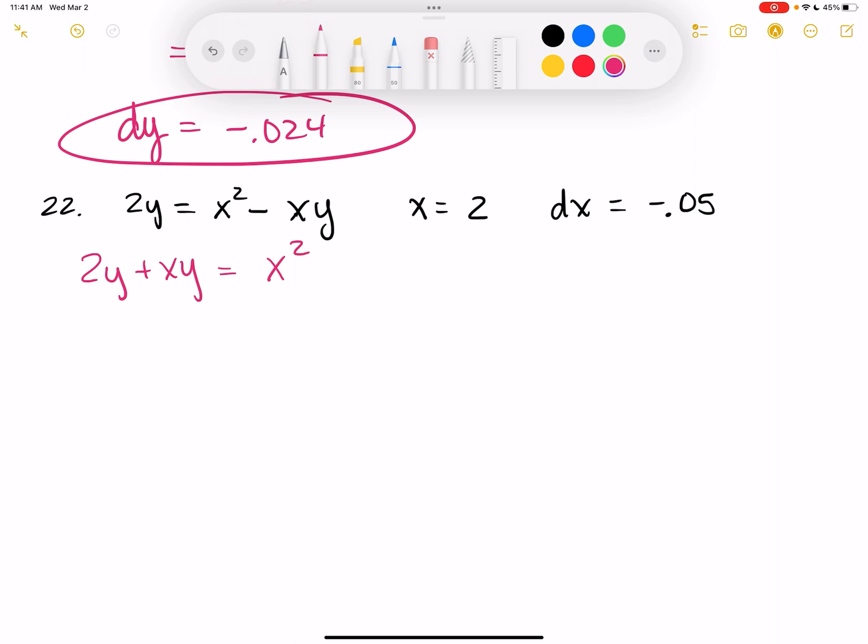So if I do this, then rather than taking an x out, I can take a y out of both pieces. And it's the same thought process backwards. So then I'm left with y times (2 plus x) is equal to x squared. So then I can truly get y by itself. So y is equal to x squared over 2 plus x. And now I can take the derivative of it.